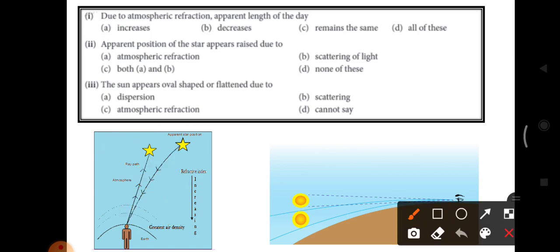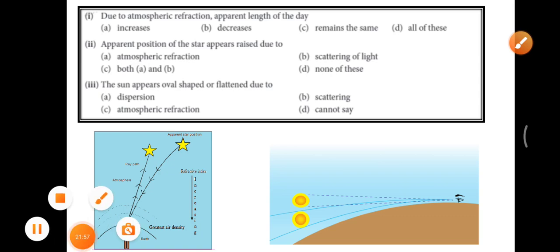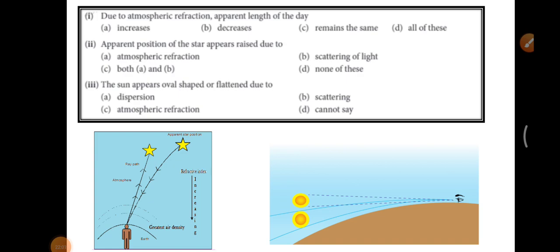Option A, atmospheric refraction. Option B, scattering of light. Option C, both A and B. Option D, none of these. The correct answer is atmospheric refraction. Due to the atmospheric refraction, the star appears raised. The third question, the sun appears oval shaped or flattened due to option A, dispersion, option B, scattering, option C, atmospheric refraction, option D, cannot say.